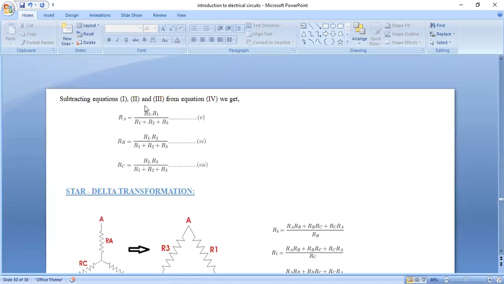So subtract equations 1, 2, 3 from the fourth equation. Then we will get 4 minus 1 means we get RA equal to R3 R1 by R1 plus R2 plus R3. Next, 4 minus 2, we get RB equal to R1 into R2 by R1 plus R2 plus R3. Next, 4 minus 3, we get RC is equal to R2 R3 by R1 plus R2 plus R3. So here we got RA, RB, RC in terms of R1, R2, R3.